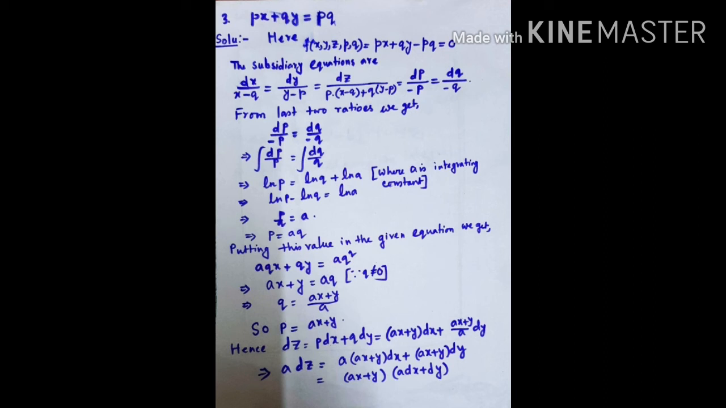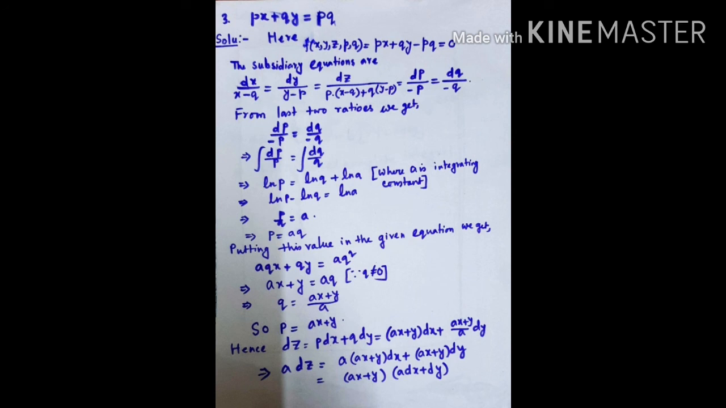This implies ln p minus ln q is equal to ln a. This implies p by q is equal to a, cancelling ln on both sides. This implies p is equal to aq. Now putting this value in the given equation, we get aqx plus qy is equal to a into q square. This implies ax plus y is equal to aq, where we cancel q because q is not equal to 0. This implies q is equal to (ax plus y) by a. So p is equal to aq, that means p is equal to ax plus y.